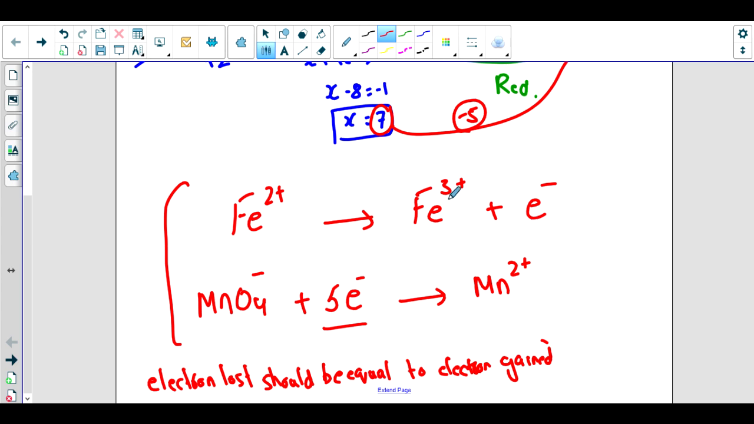But Fe is only losing 1. So we can say clearly that it must be 5 Fe's, because 1 Fe is losing 1, so that this electron loss and electron gain can be cancelled. Do you understand? Lost should equal gained. We have 5 gained, so it should lose 5. It is not possible that it is gaining 5 and losing only 1. So make it equal by multiplying by 5.